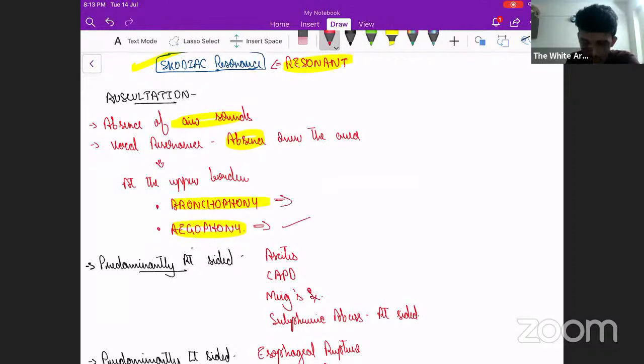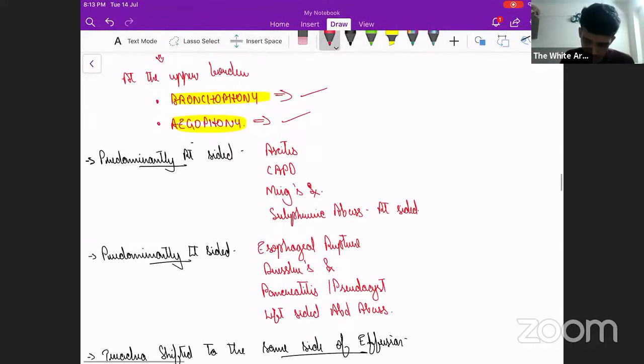Second one is bronchophony. Why? Because the lung will be collapsed at the upper level because of fluid. The lung will be collapsed, and if a bronchus directly drains into that area, we will expect to hear bronchophony. We over here will hear voices louder than what we are supposed to hear when the person whispers.